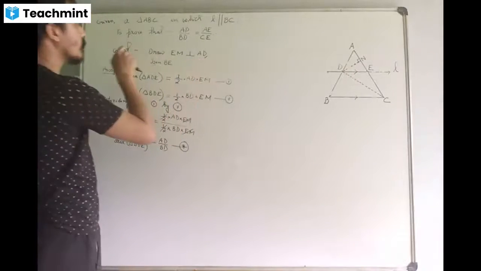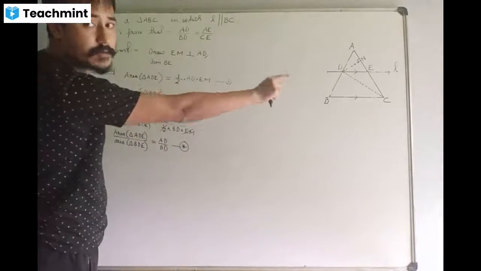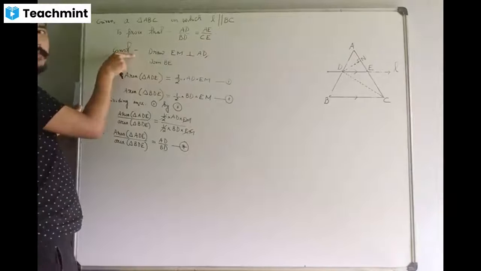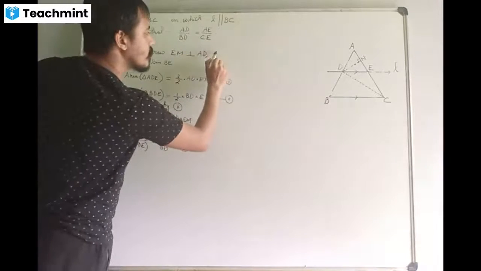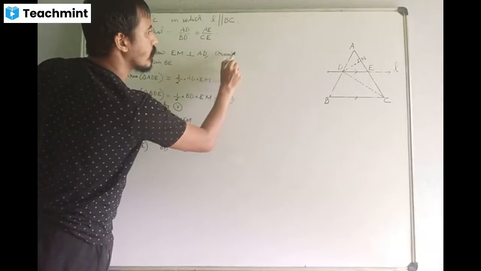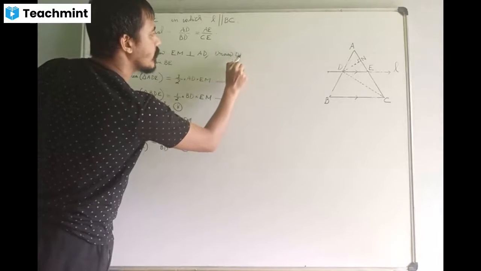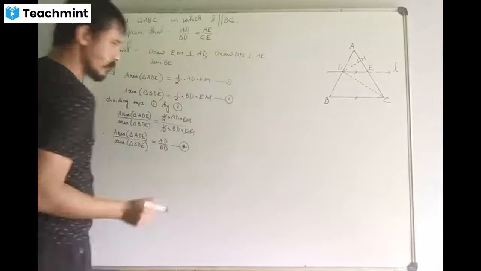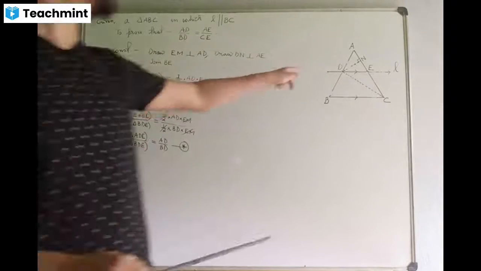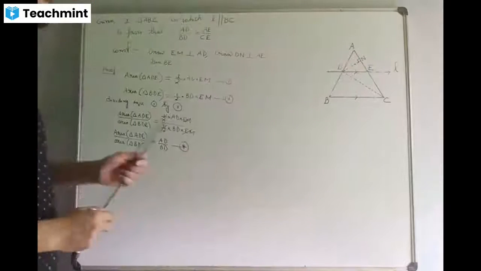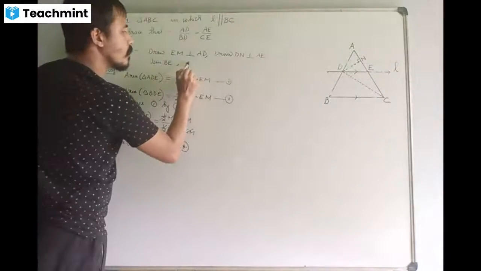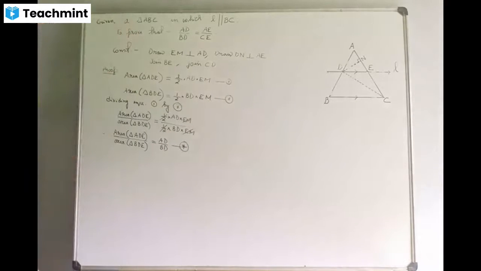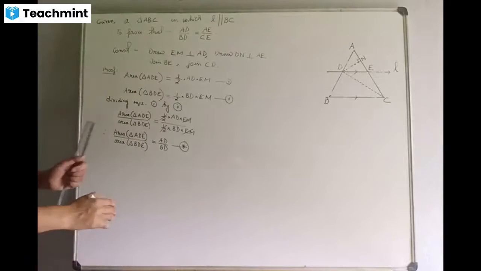What else did I do? I have done something extra. I have drawn something extra apart from what is given, so I have to mention that in the construction. What I have done is I have drawn DN perpendicular to AE, and also I have joined CD. So this completes the construction. Now you see.